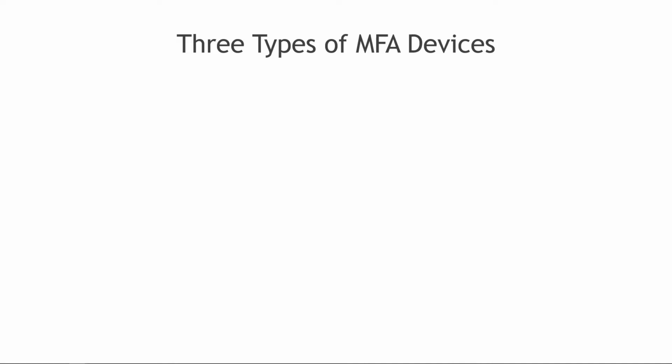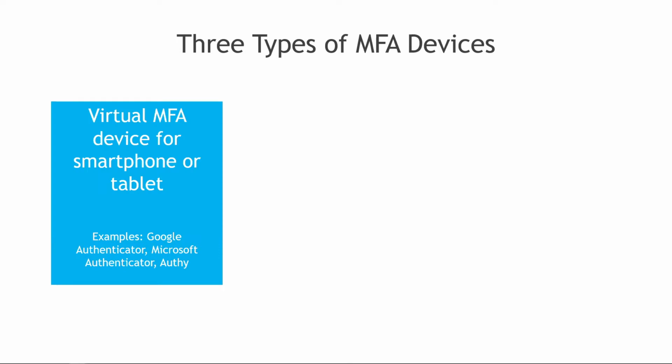In AWS, there's three kinds of devices you can use for this additional mode of authentication. First is a virtual MFA device that can be used on a smartphone or a tablet. You might already be familiar with these. You've got apps like Google Authenticator, Microsoft Authenticator, or Authy. Using these apps, you can get a code that you then enter into AWS to log in.